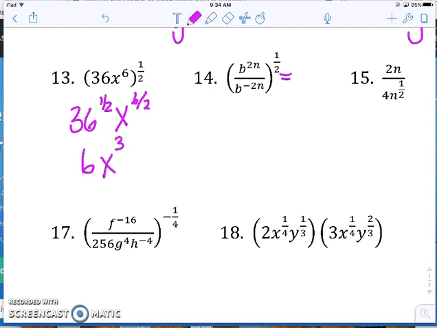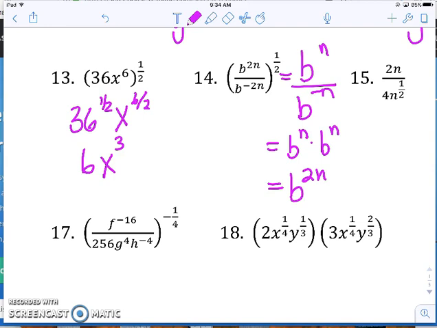If we distribute here, we'd have b 2n times half would just be n over b to the -n. So we flip our negatives, so b to the n times b to the n. Well, n plus n is 2n, so b to the 2n.